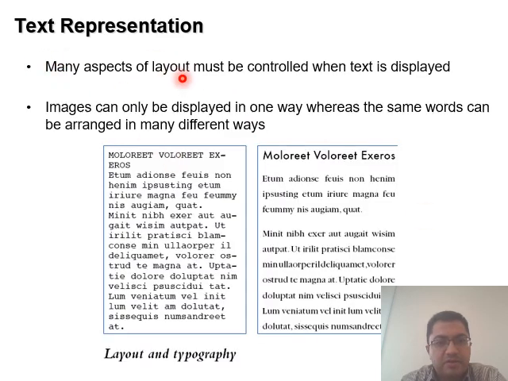Also, many aspects of layout must be controlled when text is displayed. So it's not only about what text you would like to store and how it would look, but also the layout of the text. For example, if you look at these two pieces of text, they have the same text, which is actually just rubbish. However, the difference between them is the font that is used and the layout. Here you see the paragraph is aligned with the right side, this one is not aligned. So although an image can only be displayed in one way, the same way every time, words can be arranged in many different ways. You can represent the same text in this form or in this form.